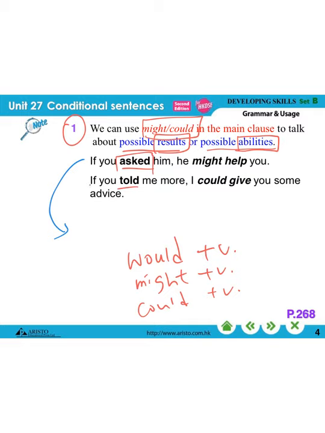And for this one, if you told me more, this is the conditional type 2 sentence. In reality, you don't tell me anything. You just don't tell me anything, and that's why I can't help you with anything, because you don't tell me anything. And that's why if you told me more, I could give you some advice.